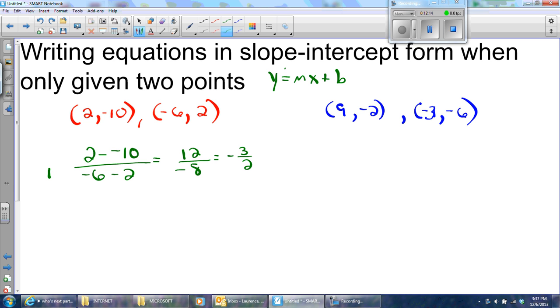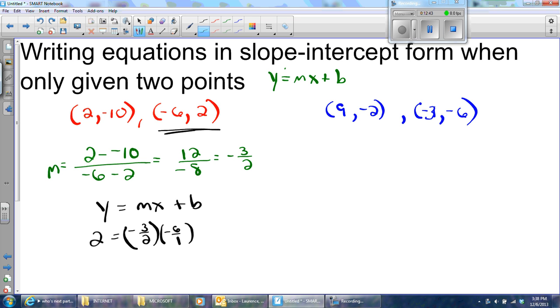So now I know the slope, right? Now I need to figure out the y-intercept. Well, I know the equation y equals mx plus b. I know that m is negative 3 over 2. All I did was substitute my slope in for m. If I knew an x, I could put it in here. Well, hey, how about x is negative 6? If I knew a y, I could put it here. Well, if x is negative 6, y has to be 2. How do I know? Right there. That's an x value, and that's a y value.